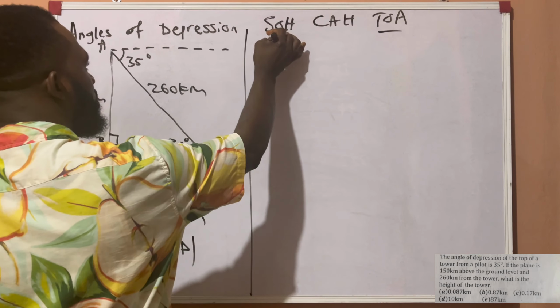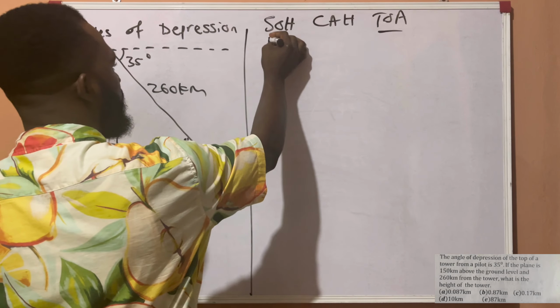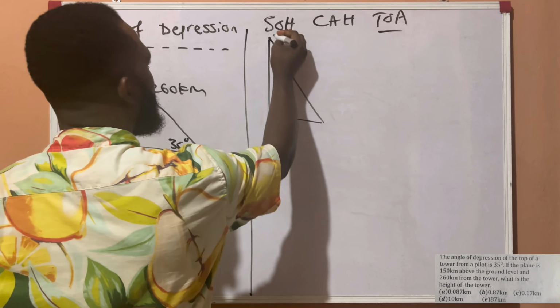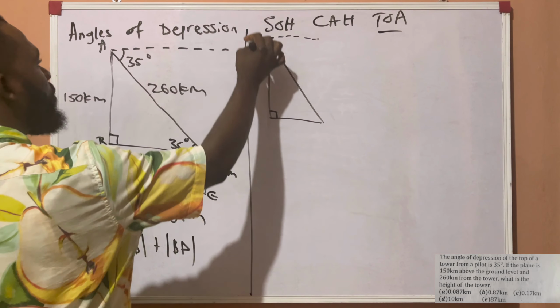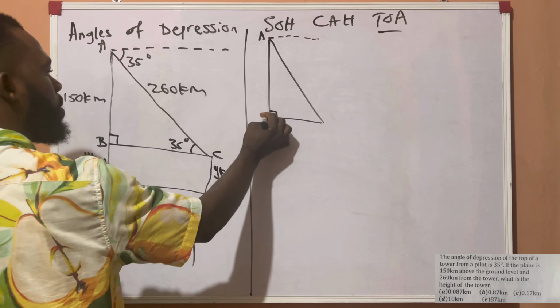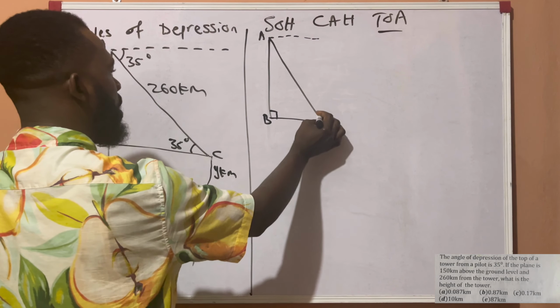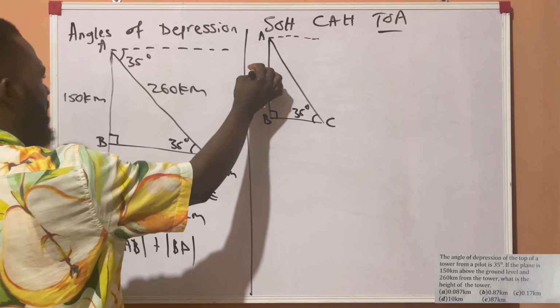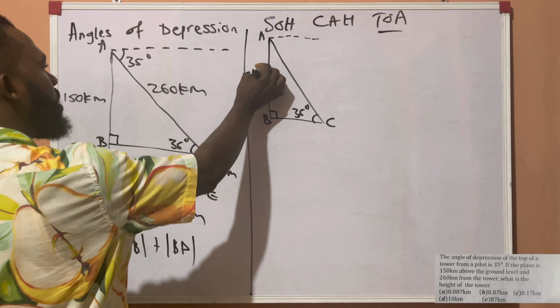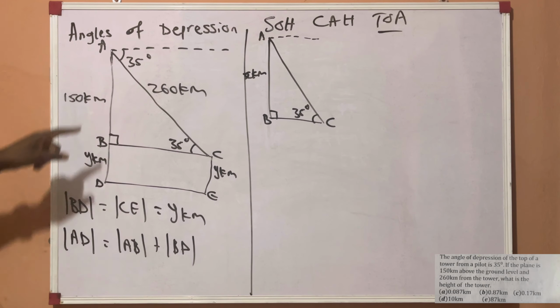Okay, we have this. Now we have the original eye level, angle 90, and points A, B, and C. Here we have 35 degrees. And here, let us say the distance is X kilometers. The reason I use X is because I don't know line AB.